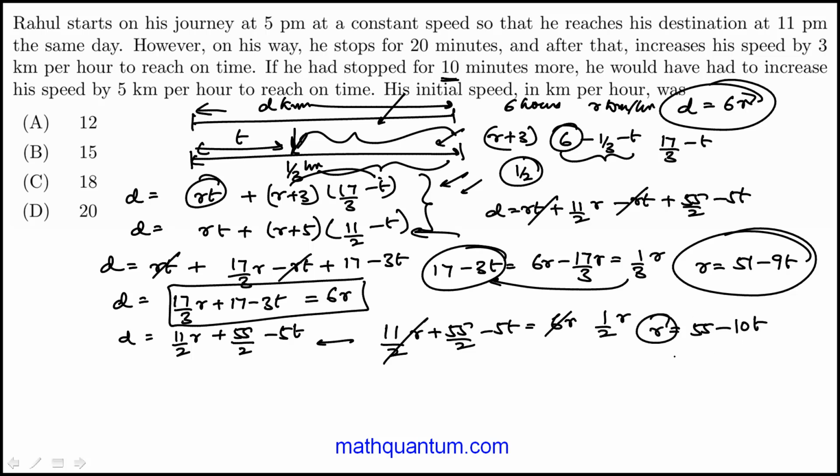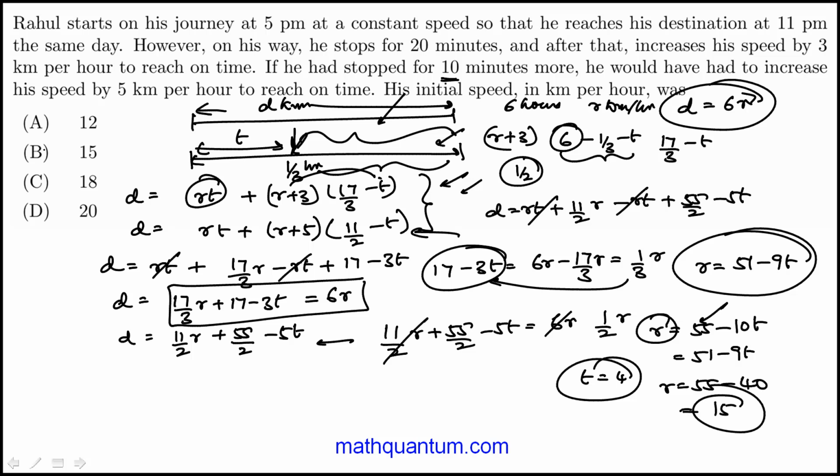And now I can equate these two to figure out what T is. You will get T is 4, and then if you plug it back in, let's say on the first one, R would be 55 minus 40 equal to 15, which is B.